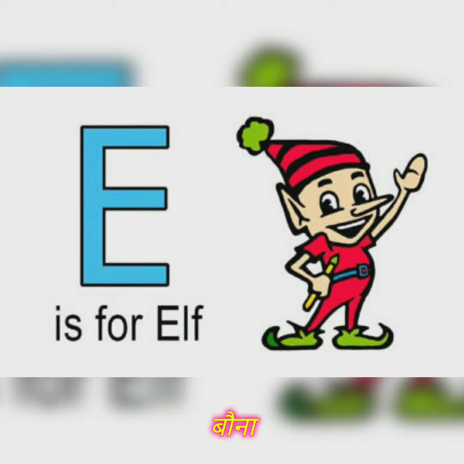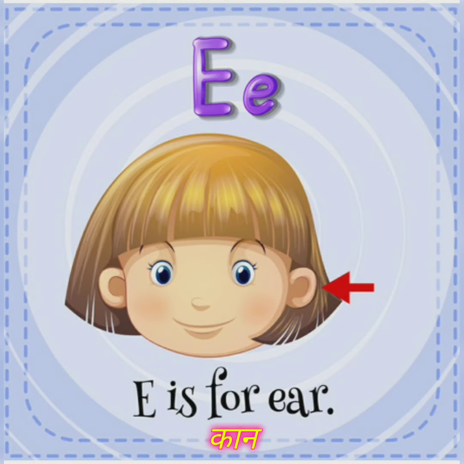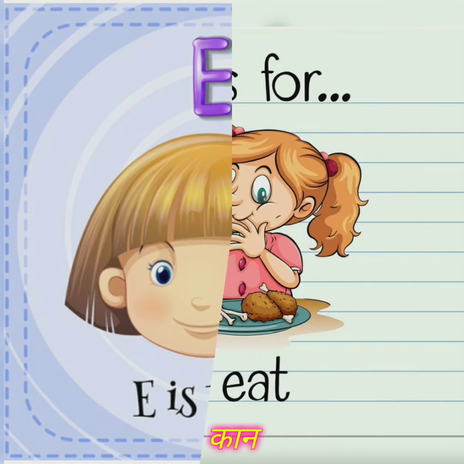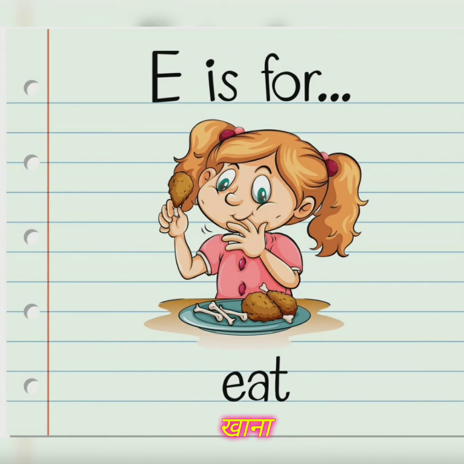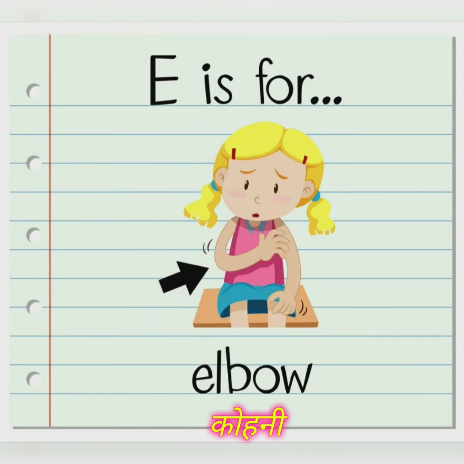Next is E for elf यानी जो छोटे साइज के होते हैं, बौना जिसे कहते हैं. Next E for ear. Ear यानी कान जिसे हम लोग सुनते हैं. Next is E for eat और eating यानी खाना. हम लोग खाना खाते हैं, उसको eat कहते हैं या eating. Next E for elbow. Elbow को हम लोग हिंदी में कहते हैं कोहनी.